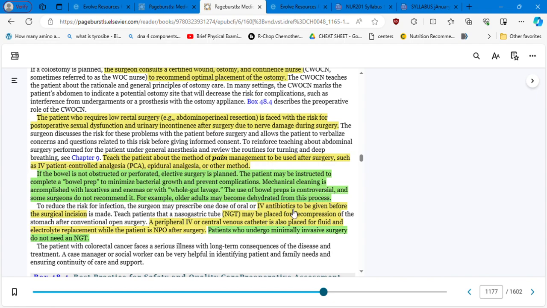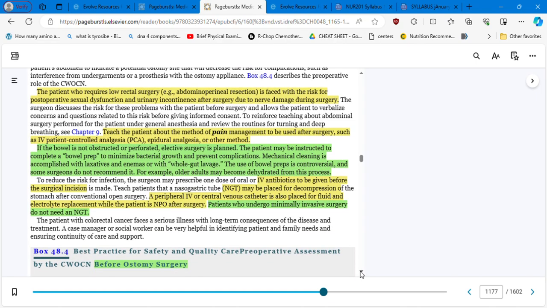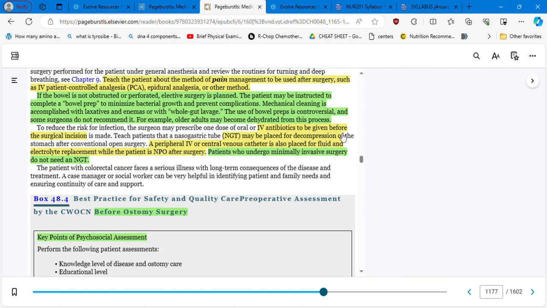So for this type of surgery, they are going to prescribe IV antibiotics before the surgical incision. An NG tube is going to be in place for decompression. A peripheral IV or central venous catheter is also in place for fluid and electrolyte replacement while the patient is NPO after surgery. Patients who undergo minimally invasive surgery, meaning laparoscopic, do not need an NG tube, and that is common sense, right?